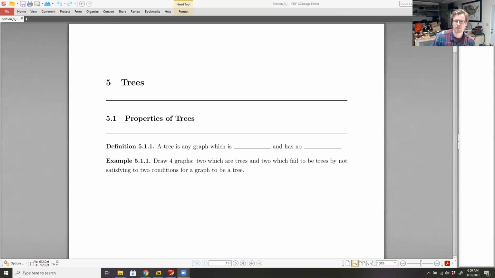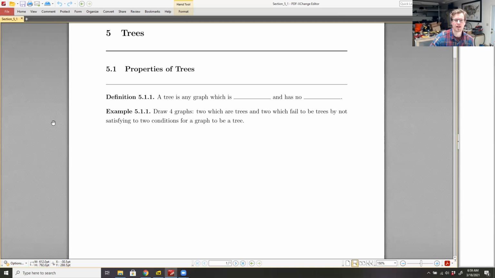Of course, I don't mean the thing that grows out of the ground, though we'll see a connection back to that a little bit later. So let's take a look at our notes. All right. So a tree is any graph which is connected and has no cycles. So again, it's a graph, so we're just returning to the idea of graphs. And then we're just looking at a specific collection of graphs, those which are connected and contain no cycles.